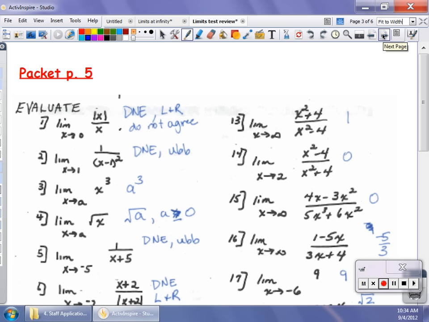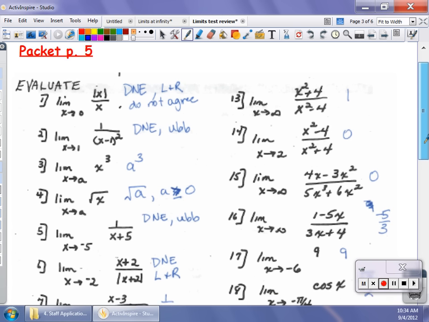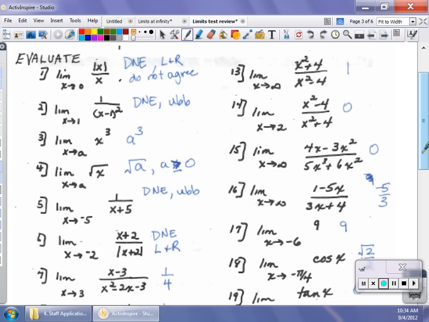All right, let's take a look at this particular sheet, page 5 in the packet. I've provided the answers for you. In problem number 1, I'll just walk through these. I would probably sketch a graph of that function. We've talked about it in class.